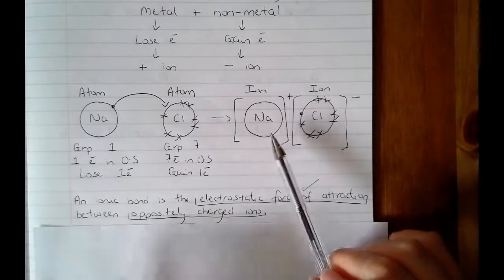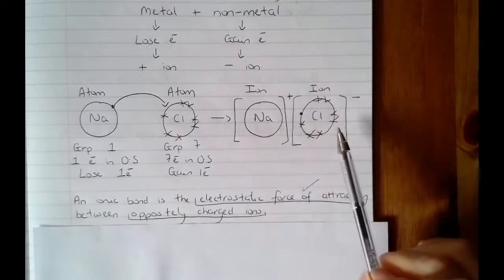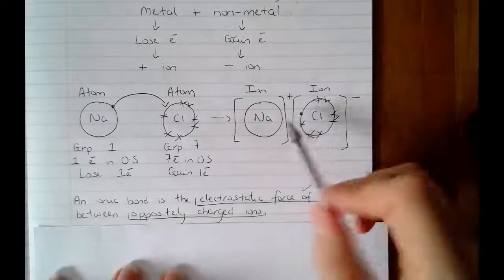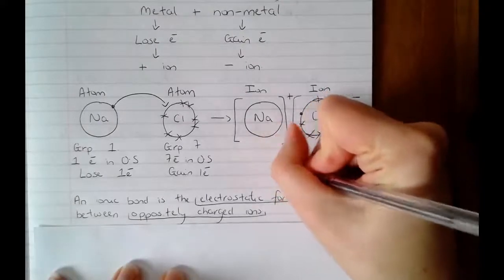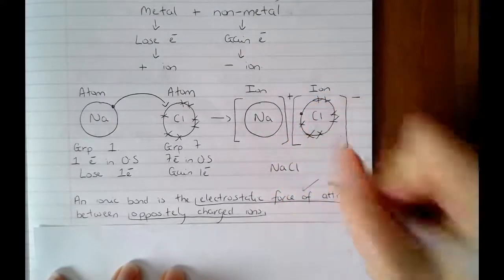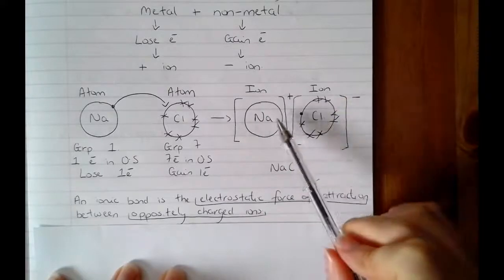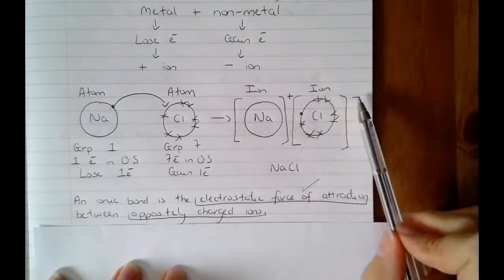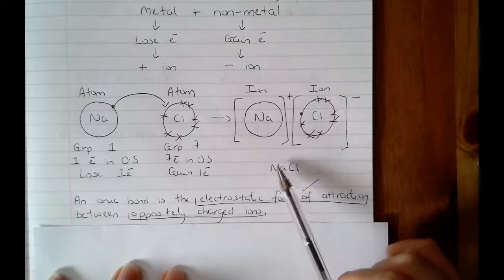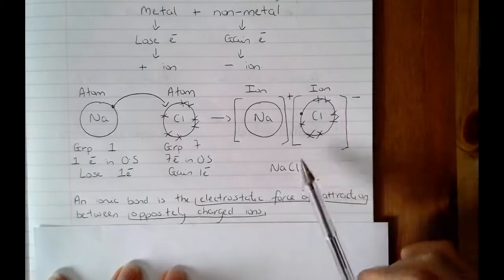When you write the formula for an ionic compound, you will see that you've got the same number of positive ions and negative ions. So here I've got 1 sodium ion for every 1 chlorine ion that I've got, so I'll write my formula as NaCl.